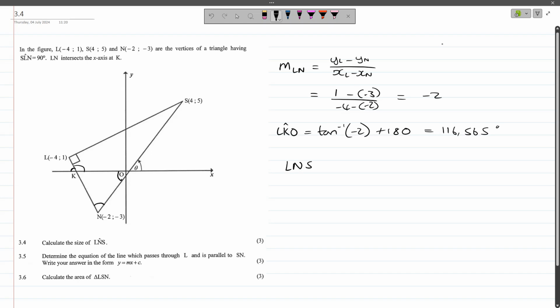Then LNS has to be equal to 116.565 minus the angle that we calculated previously, which is 53.13. Why? Because this is an exterior angle. So we know that this angle should be equal to this plus that. Therefore, to get this angle here, we need to subtract this other one from the outside one. So doing this gives us a value of 63.44 degrees. That is our value for LNS.